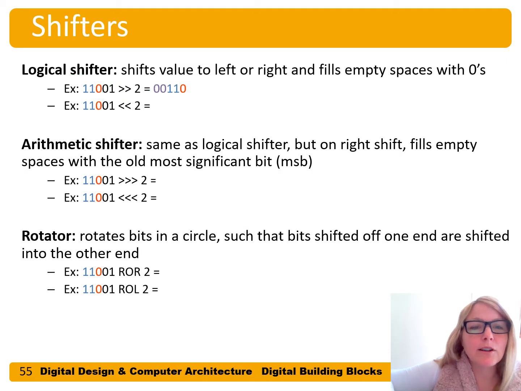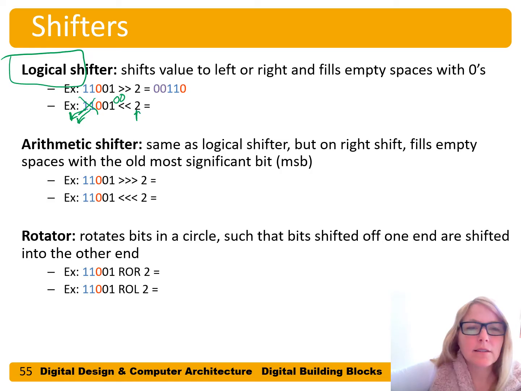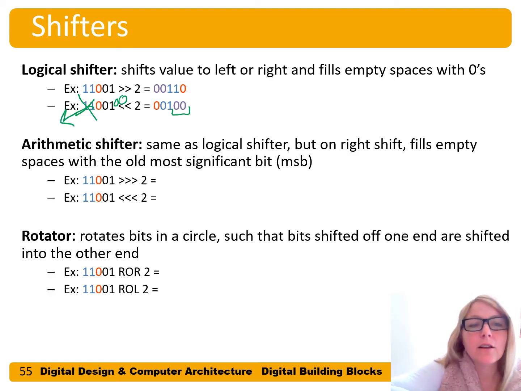Logical left shift is similar, but we're shifting to the left by, in this case, the same number of bits. We shift off 2 bits to the left, and we shift in zeros on the right because we're doing a logical left shift. And so we get 0, 0, 1, these 2 bits got shifted off, and we get 2 zeros shifted in on the right. So for left shifts, we shift off bits on the left side, and for logical shifters, we shift in zeros into the empty spaces.